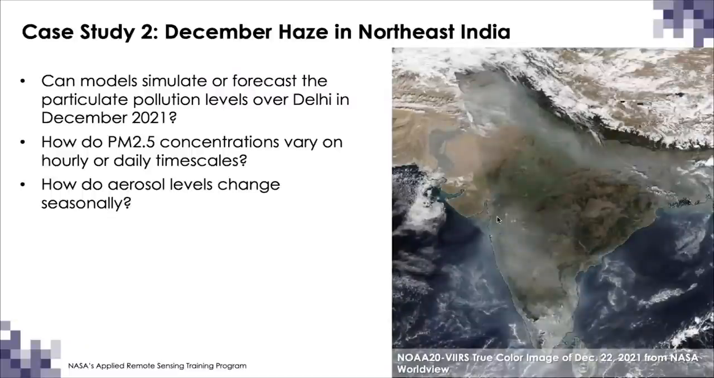Our second case study focuses on haze over northeastern India in December 2021. This haze is visible in the gray in this VIIRS true color image and extends across the northeastern region. This image of the VIIRS true color product is from December 22, 2021 and was created in the NASA Worldview website.